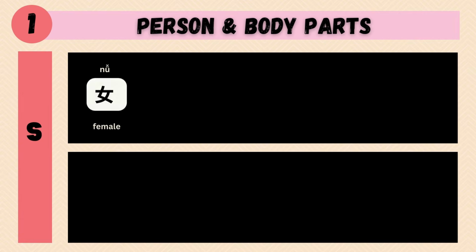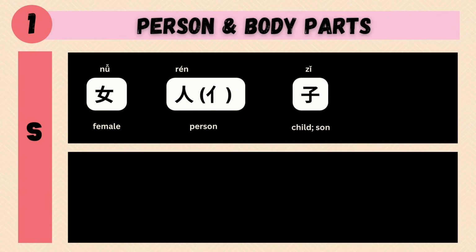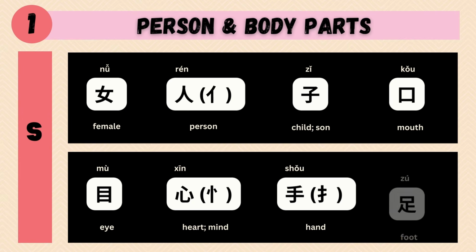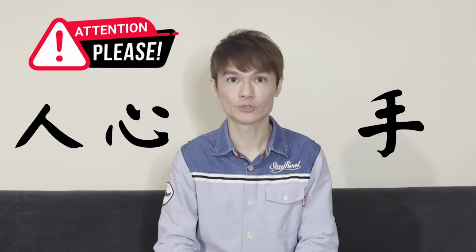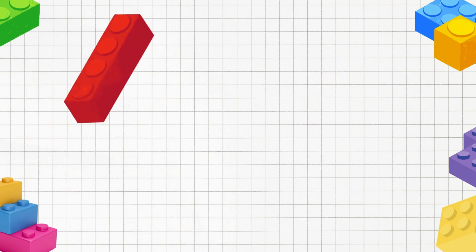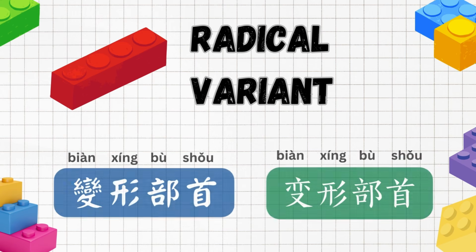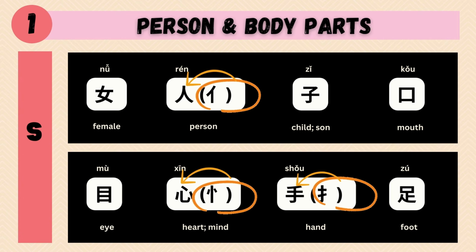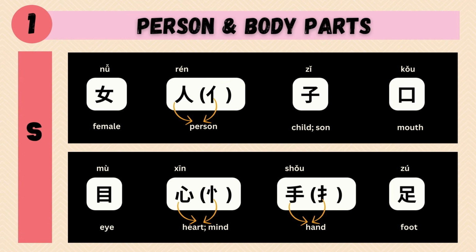Here we've got 女, 人, 子, 口, 目, 心, 手, 足. All of them are standalone characters. It's important to know that 人, 心, and 手 have variant forms, which we'll call radical variant, 变形部首. If you take a look at these radical variants shown in brackets, you can easily tell the radical variants might look a bit different from the regular form, but they have the same meaning and function in characters.